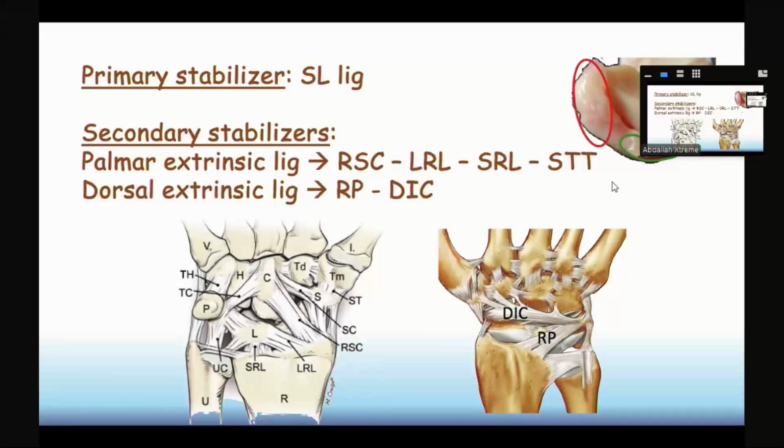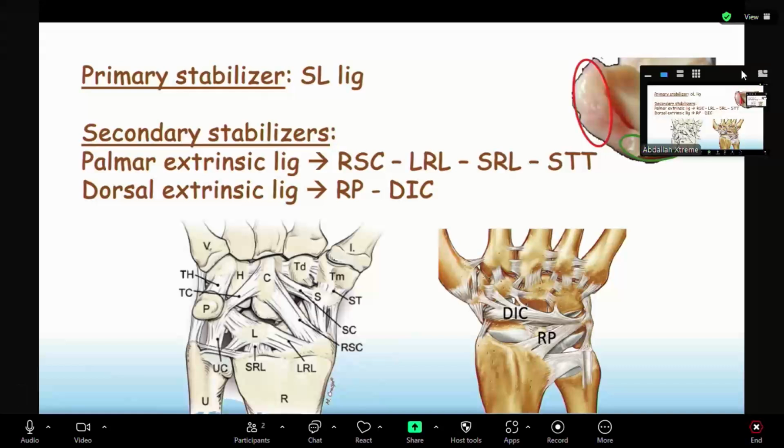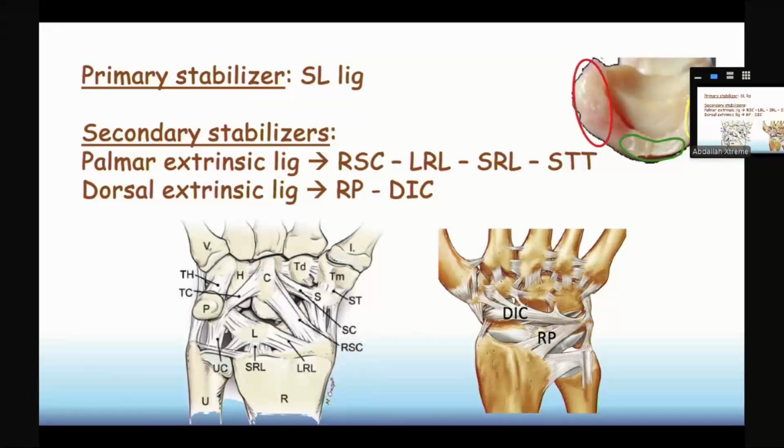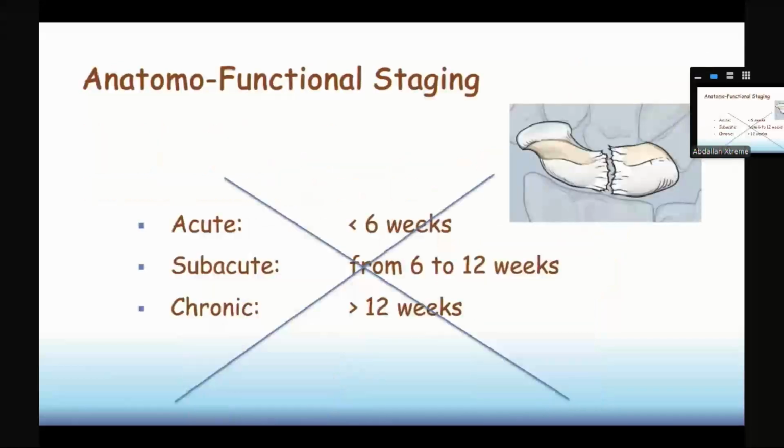The most important ligaments that stabilize the scapholunate complex are the capillary, longer adrenal ligament, short and the polar side. The dorsal side, there are the trichum and the dorsal ligament.